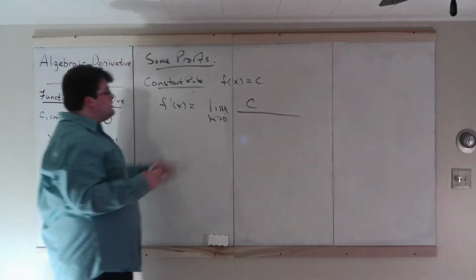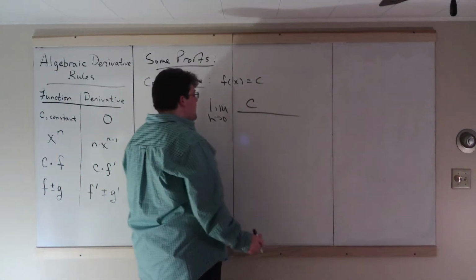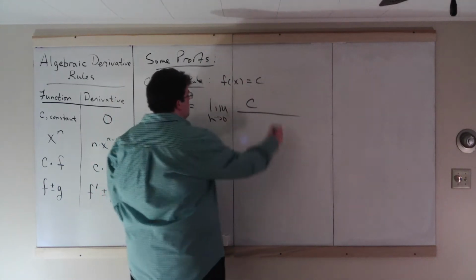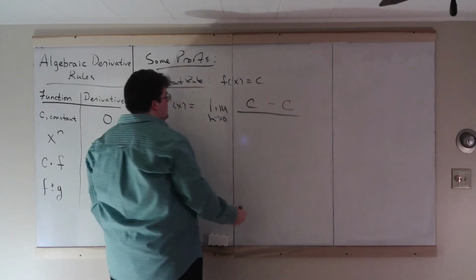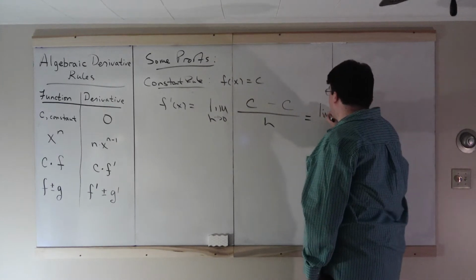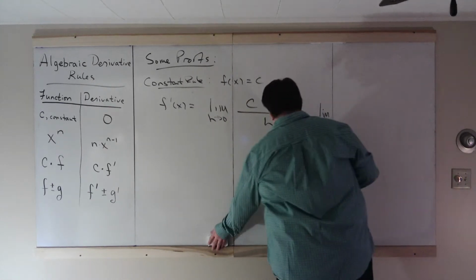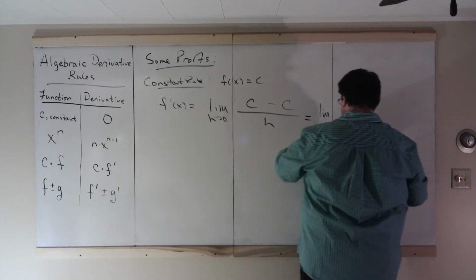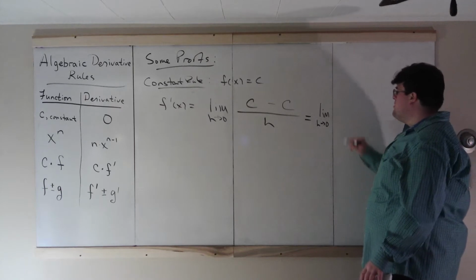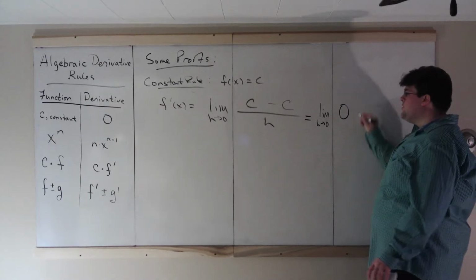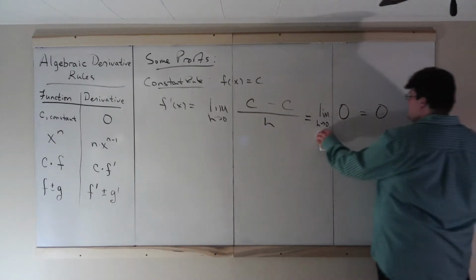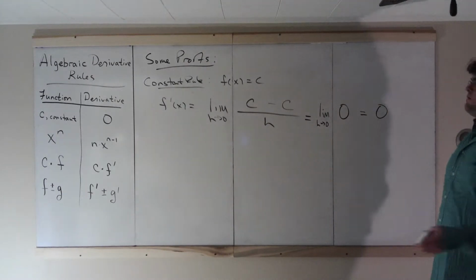So f prime of x, limit as h approaches 0, f of x plus h minus f of x all over h. f of x plus h is still c, minus f of x is still c, all over h. How do we take this limit? Well, limit h approaches 0, not x approaches 0. The numerator simplifies to 0. 0 divided by h is 0. Limit as h approaches 0 of 0 is 0.